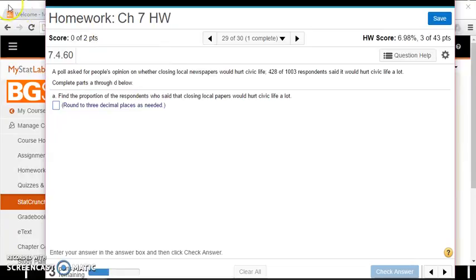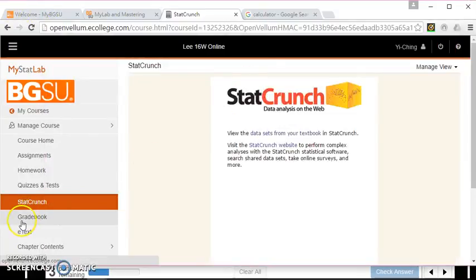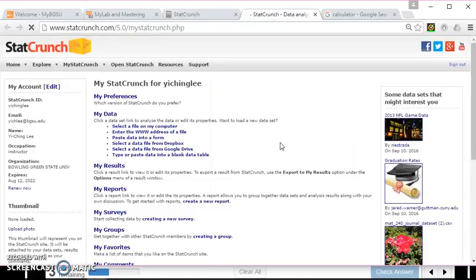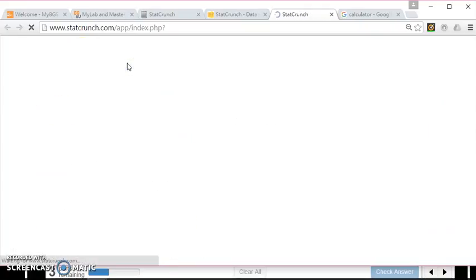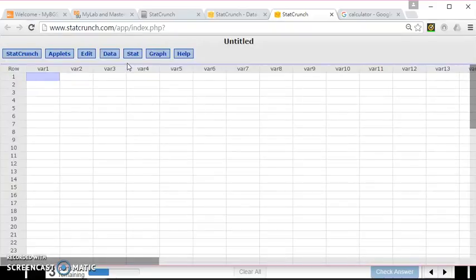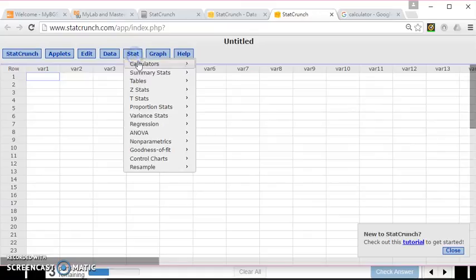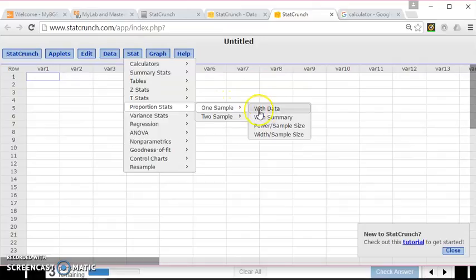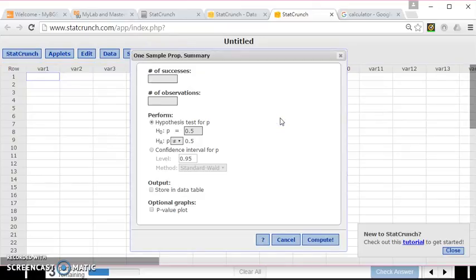And we want to use StatCrunch, so let's go to StatCrunch. You're going to click on StatCrunch on the left, on the StatCrunch website. When we don't have data, we're not going to load the data. We just want to use StatCrunch, so hit open StatCrunch. And we're going to go to Stat, Proportion Stats, One Sample, With Summary. We don't have a whole column of data. We only have a summary. So let's go with One Sample With Summary.